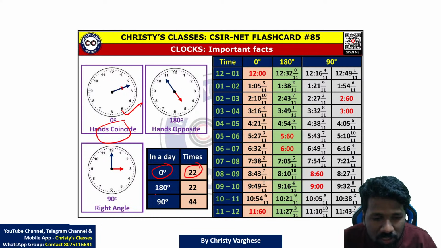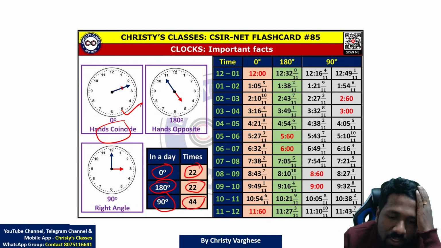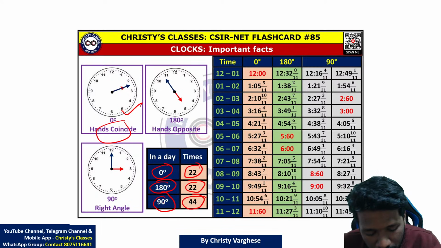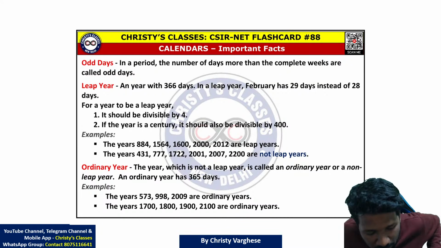Opposite to each other, या collinear means 180 degree. That is also 22 times. But 90 degrees occurring, double, 44 times. इसका reason, इसका explanation, previous lectures देखिए, you can learn it. Now next topic is calendar problem.